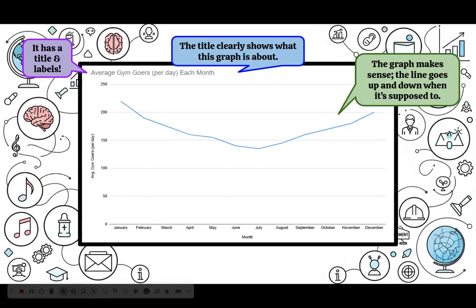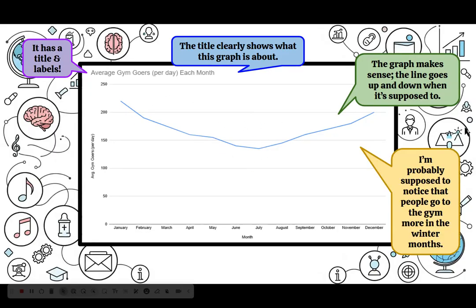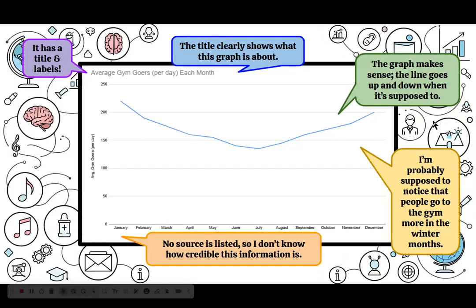The graph makes sense. We can probably just logically assume that in colder months we're going to see more people in the gym. In the warmer months we're going to see fewer people in the gym. And that's actually what we notice, is that it is more popular to go to the gym during colder winter months and less in the summer. Unfortunately, there's no source listed, so we actually don't know if this is credible.